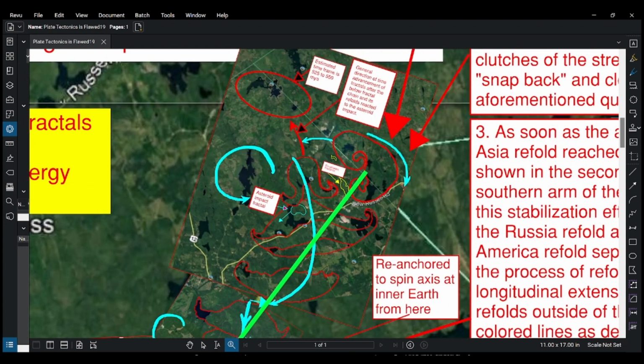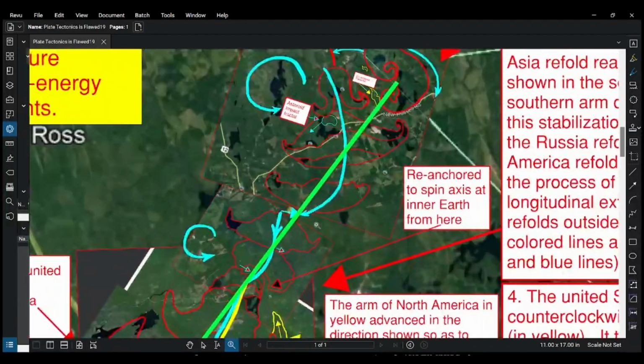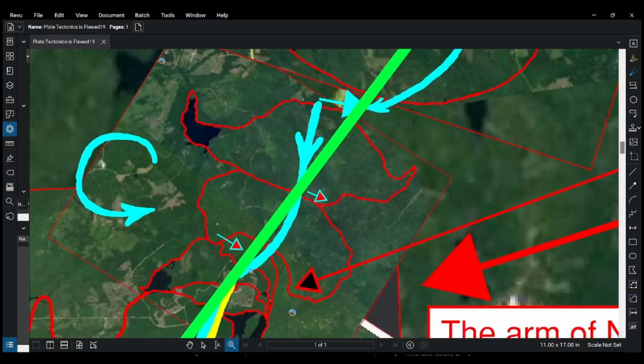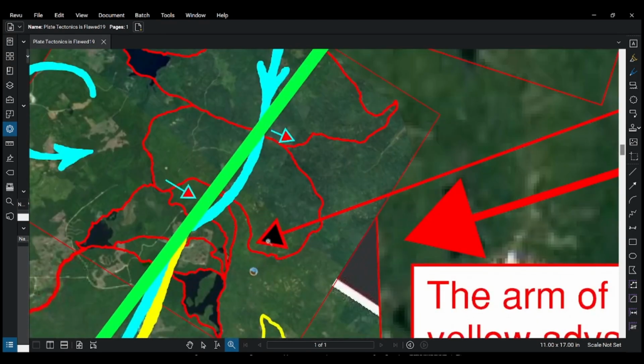So anyway, there we have this tension that's developed, longitudinal tension developed from that bending of the axis. And it's going to try to reach equilibrium, so it does come back. Now what happens is the Southeast Asia refold here, it's still dug in on the one side, but the one arm came out and pulled back the Russia refold right here. The subdivisions are shown in it, but this is all the Russia refold right here. And the anchor on the one arm of Southeast Asia still goes to the equatorial spin axis.